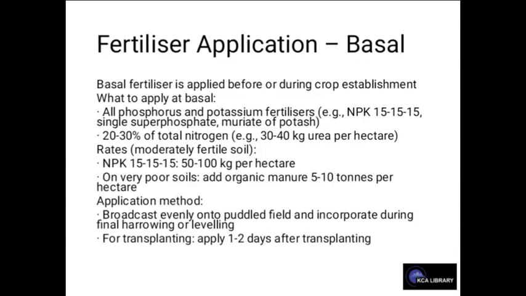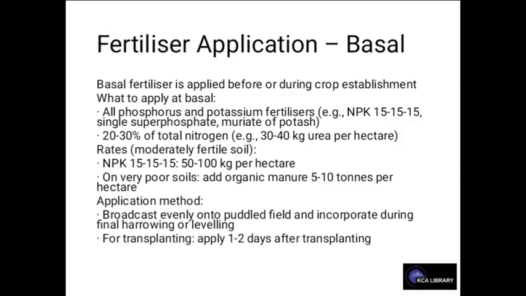Fertilizer application. Fertilizer is applied in two main phases, basal and top dressing. Basal fertilizer goes on before or during crop establishment. At basal, you apply all your phosphorus and potassium, for example NPK 15-15-15, single super phosphate or muriate of potash. Also apply 20 to 30% of your total nitrogen.